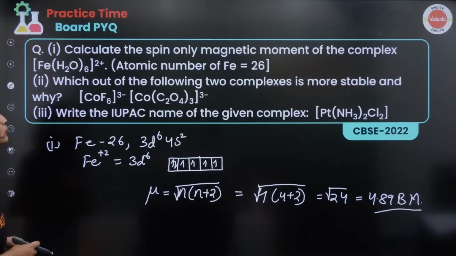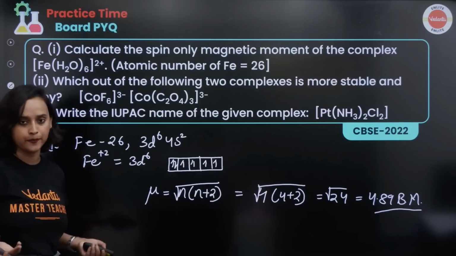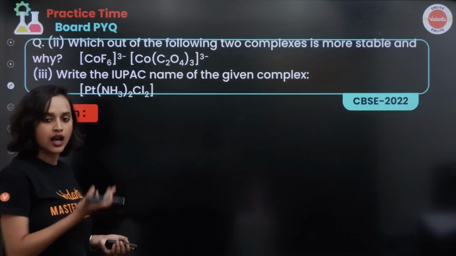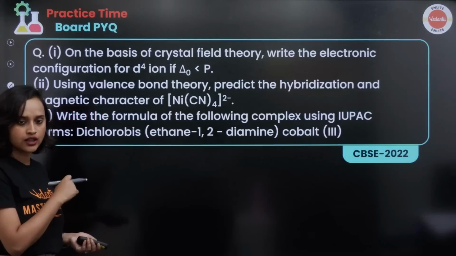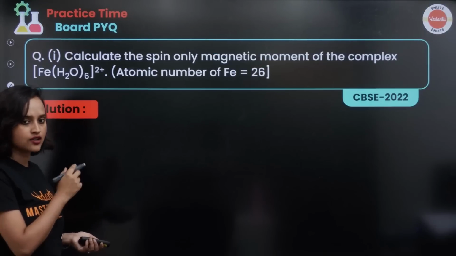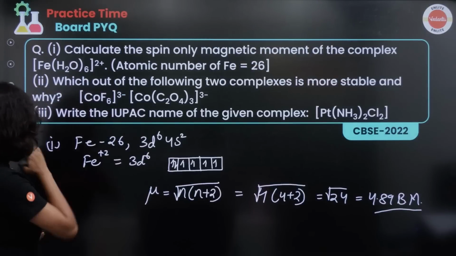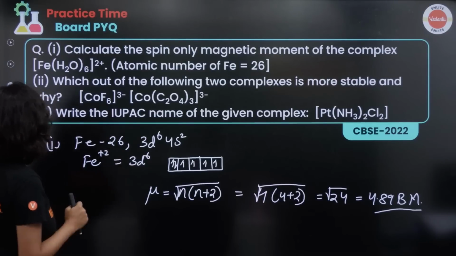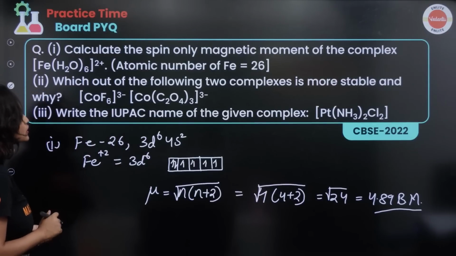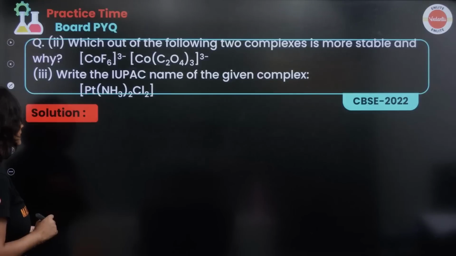Which out of the following two complexes is more stable and why? Shall we do it? I've done the solution already in the previous one. So, let's check it out. Let's start solving from here. Which of the following is more stable: [CoF6]3-, [Co(C2O4)3]3-? Let's do it.